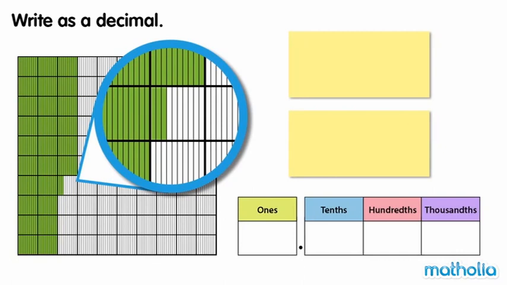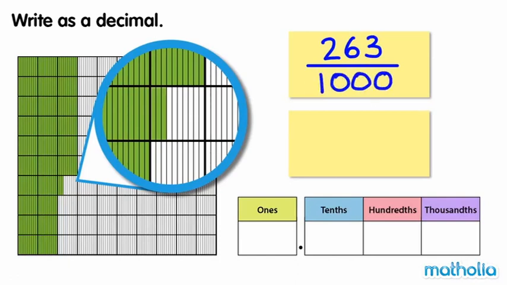Write as a decimal. The whole has been divided into 1,000 equal parts. Let's count the number of coloured parts. 100, 200, 210, 220, 230, 240, 250, 260, 261, 262, 263. 263 parts are coloured. 263 thousandths are coloured.